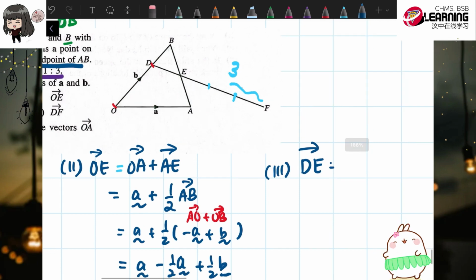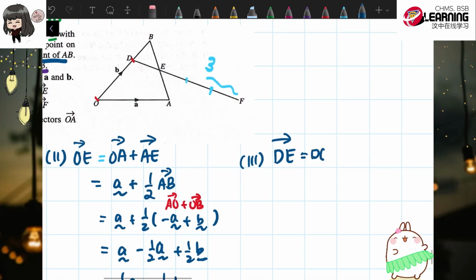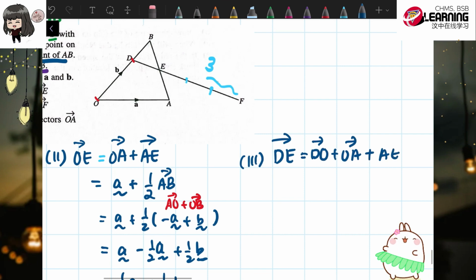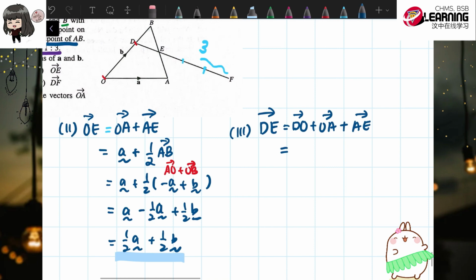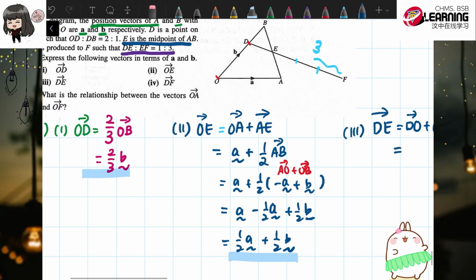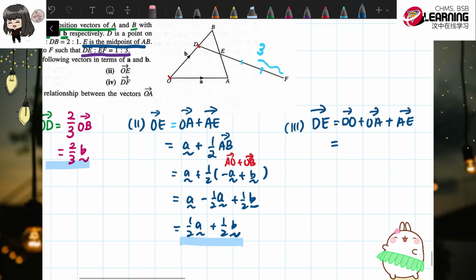DE is D going to O first, and then O going to A, then A goes to E, because we have all this information. DO we already have in part A, the first part, which is 2 over 3B. So DO will be negative, in the opposite direction.